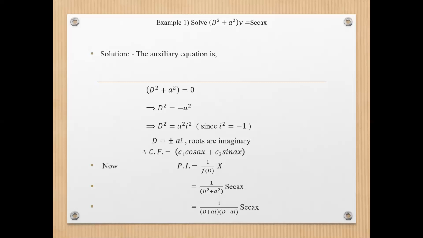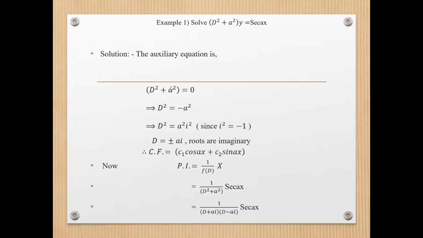So first, as you know, the solution of this linear differential equation is given by the complementary function plus the particular integral. So let us first find its complementary function. For that, we have to first find the auxiliary equation. What is the auxiliary equation? The auxiliary equation is f of D equals 0. F of D is D square plus a square equals 0.